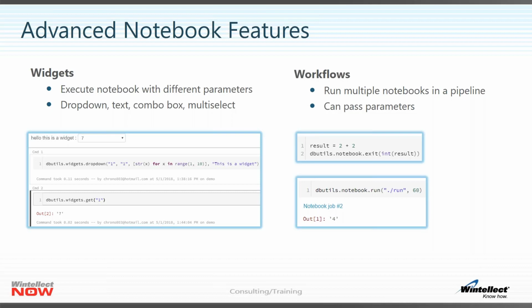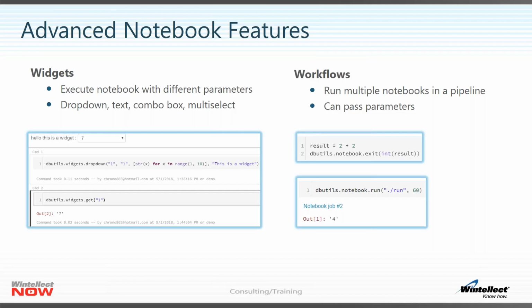Then you have these workflows where you can run multiple notebooks in kind of a pipeline, and these can also be used to pass parameters. And so the main reason for this is that instead of just having one big, huge, long notebook that does all of your data ingesting, your transformations, loading, then your data analysis, and creating your machine learning models, and that can be a pretty big notebook if it includes all of that.